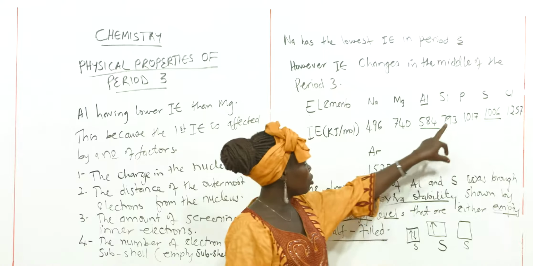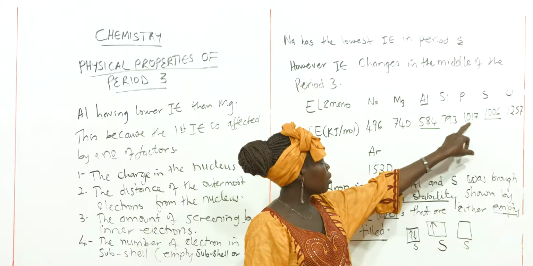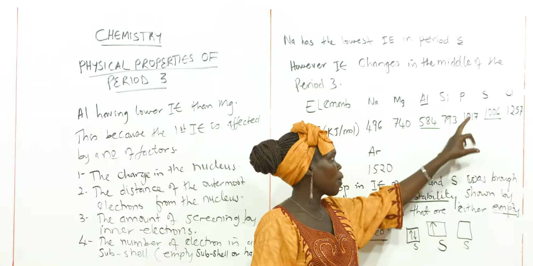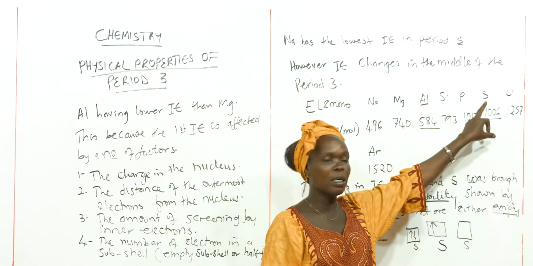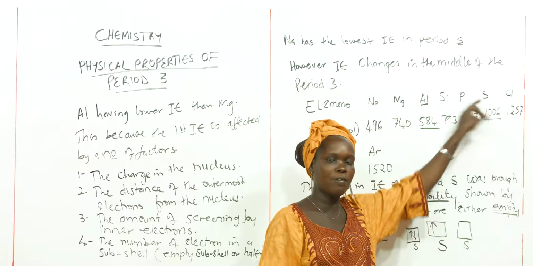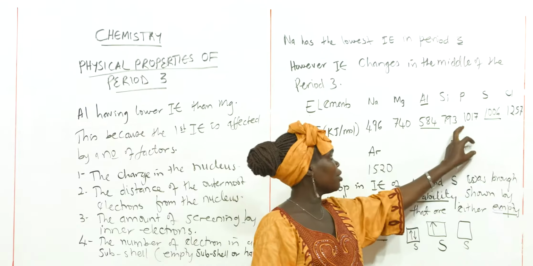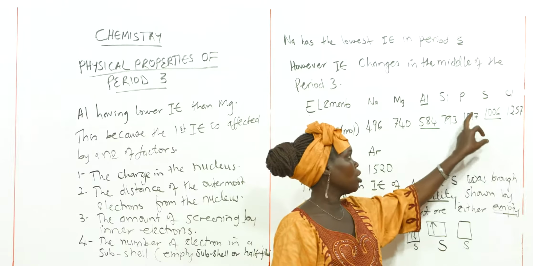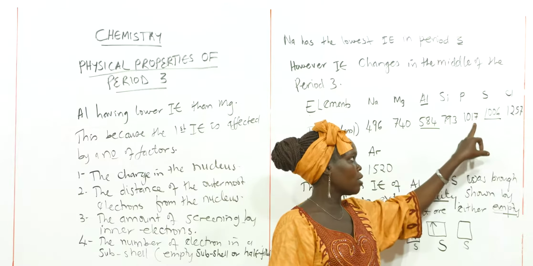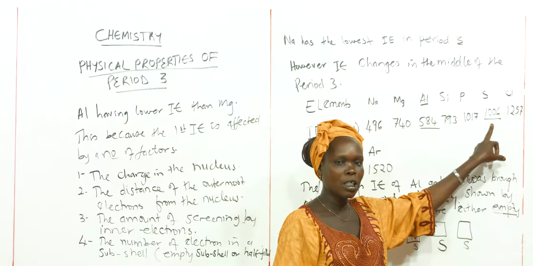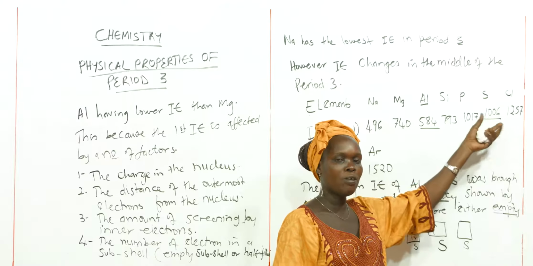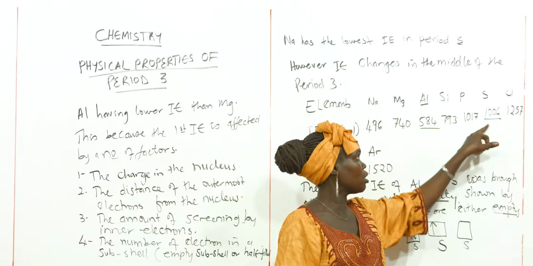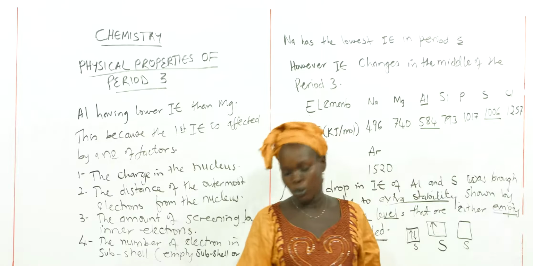So we have seen that also there is a drop in sulfur. Phosphorus to sulfur, we have to know that phosphorus is the first element before sulfur. So here, suppose phosphorus has to have the lowest ionization energy compared to the one of sulfur. But now the opposite is true. So we have seen that sulfur has the lowest ionization energy compared to phosphorus.